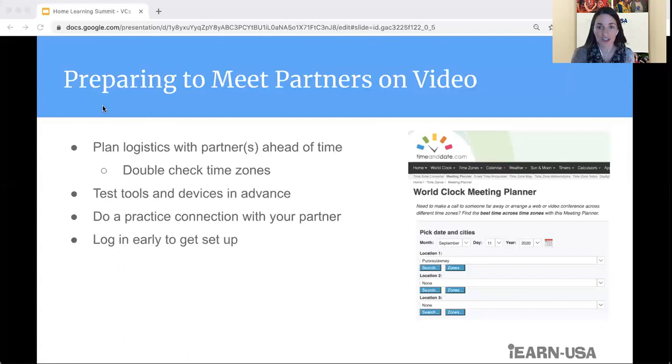In addition to double checking your times, make sure you're testing the tools and devices in advance, and preferably with your partner class. If you're able to connect with another teacher at the same time and do a dry run, a practice run of your video conference connection before you involve students, that'll ensure a smoother connection for the time that you have allotted. And when it comes time for showtime, the day of, be sure to log in early and get set up, and plan time for people to log in and get into the room. Having that early time in advance is very important.